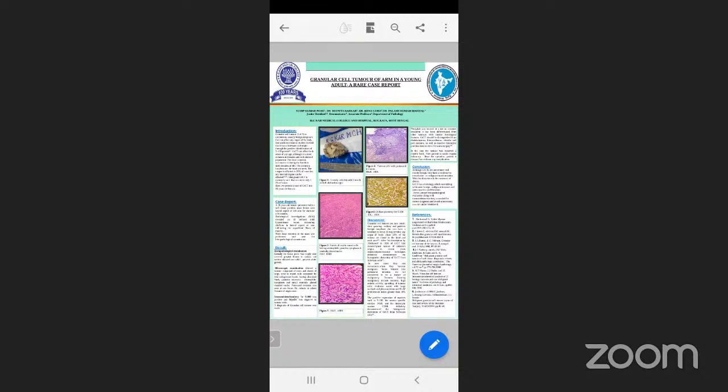Another question is, granular cell tumor can have a wide spectrum of presentation, from benign to malignant. Can you tell me, on the gross appearance or on the characteristics of the tumor, which tumor is likely to undergo malignant transformation and which is not?